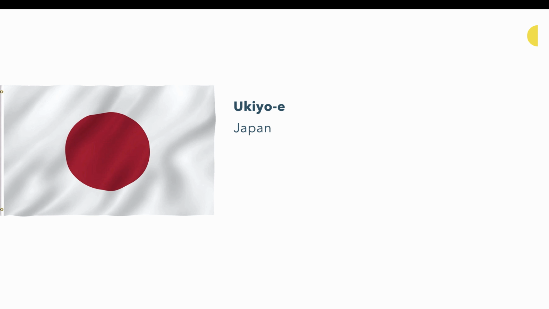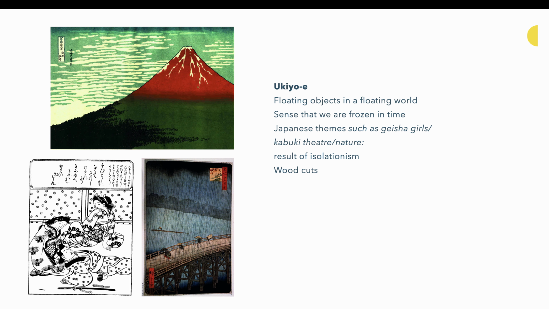We now move to ukiyo-e, which hails from Japan. The lettering, as you see in all three of these examples, is not left to right, it's vertical. And it's calligraphic looking. So that's a huge clue. We see floating objects in a floating world. The man in that image at the bottom looks like he's levitating.